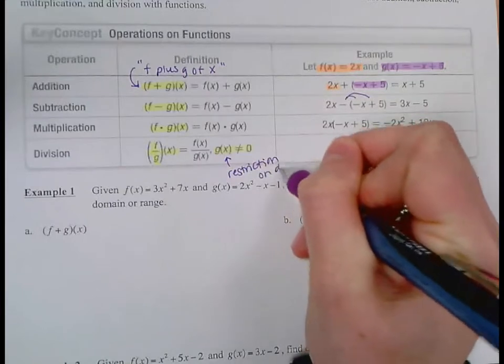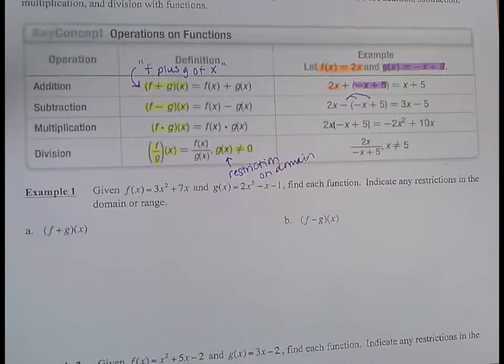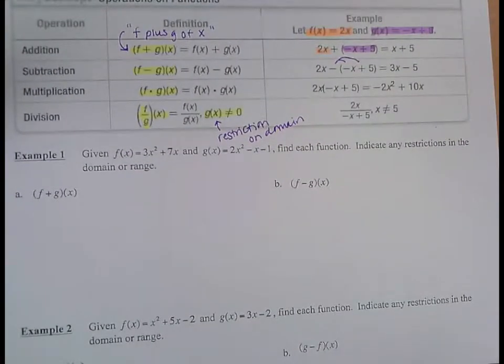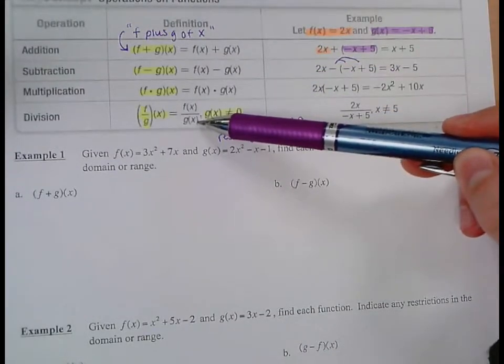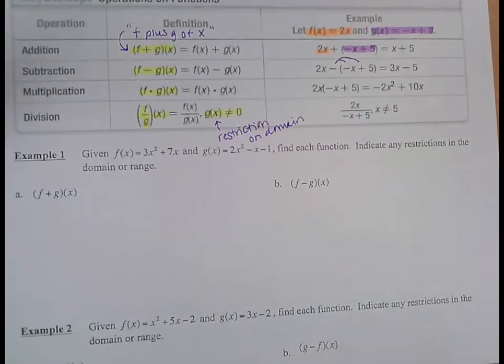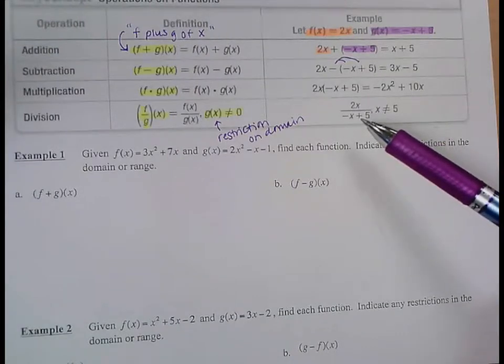Restriction on domain. And the domain, remember, is the x value. So when you have a fraction, you cannot divide by 0. Your denominator cannot be 0. So what this means is any x value that would make the denominator equal to 0 is then excluded from the domain.